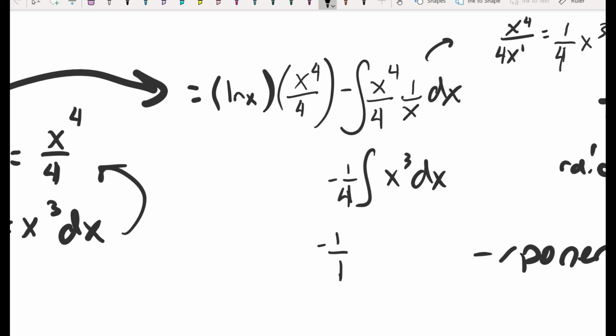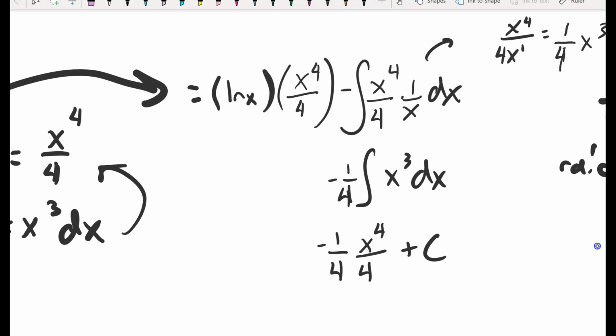So I know that just turns into x to the fourth over 4, but what I need to remember is my constant of integration here, since this is my last step in my integration problem. So I could write it as negative 1/4 times x to the fourth over 4, but if I multiply that to one fraction, it'll just be minus x to the fourth over 16, and I got all that business in the front to bring down.